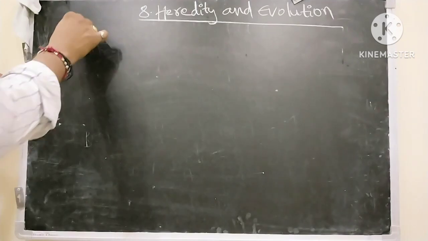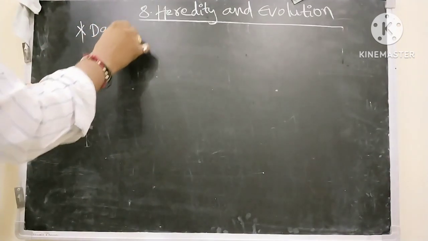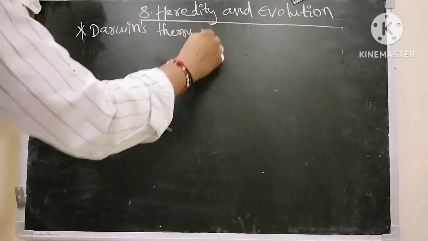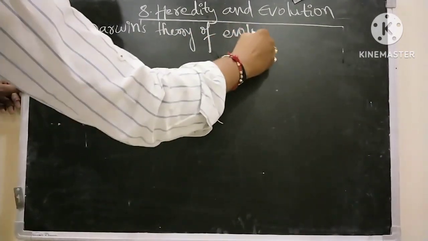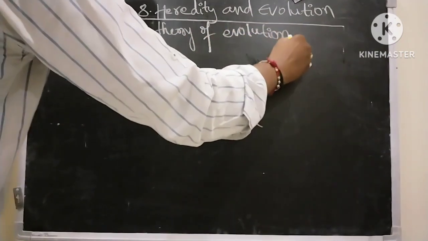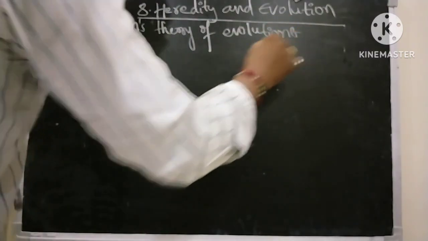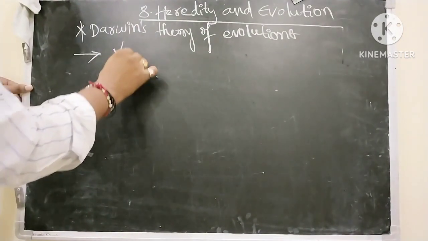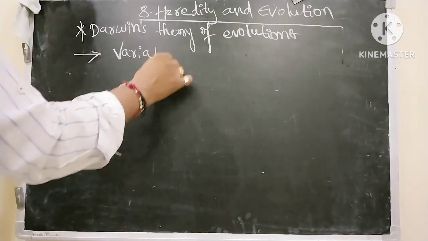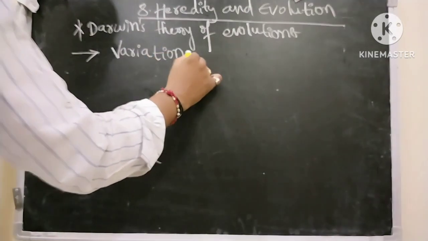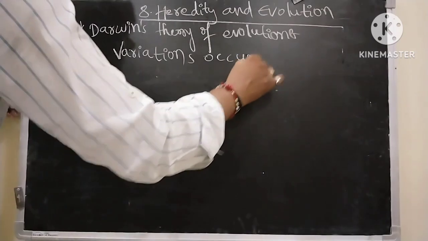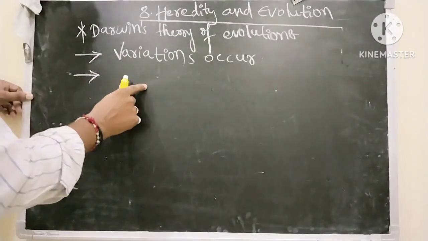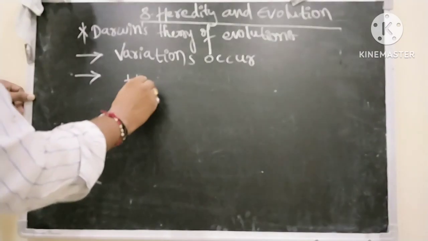So Darwin's theory of evolution. Darwin's theory of evolution states that in a group of population of any organism, variations occur. And these variations are passed to the next generation, from parent to offspring through heredity.